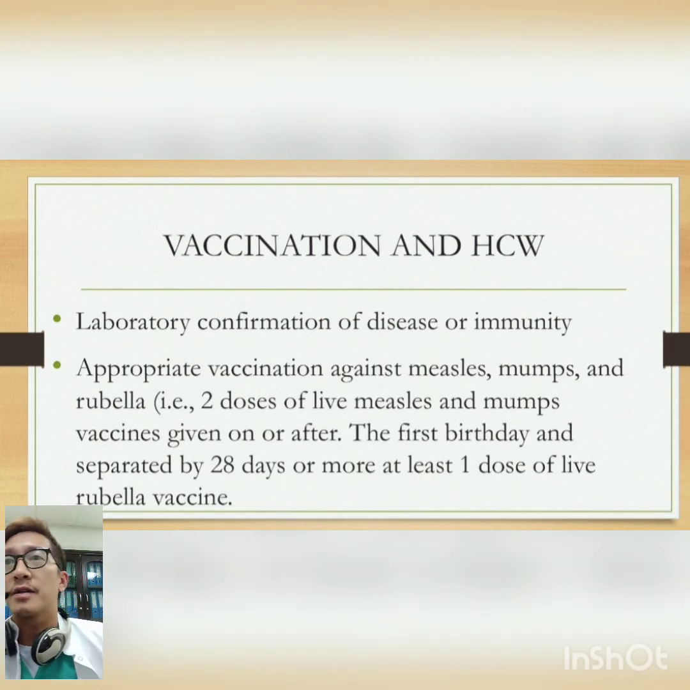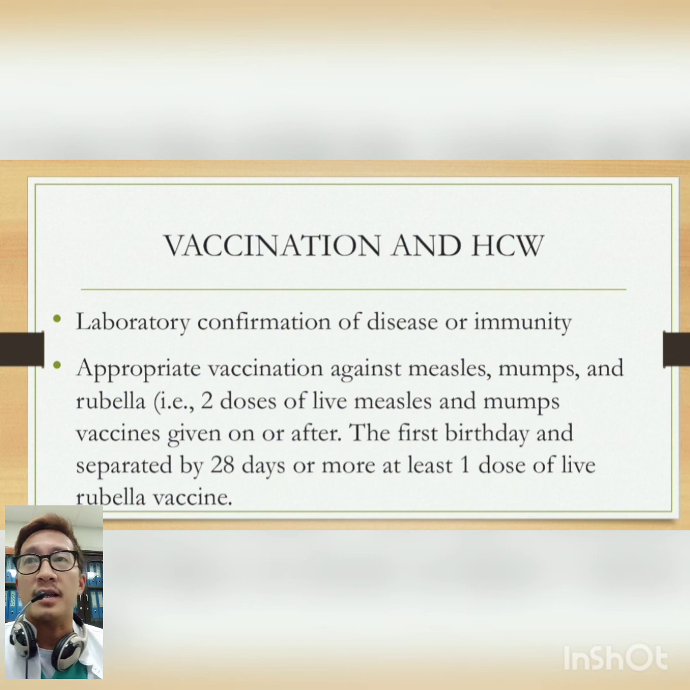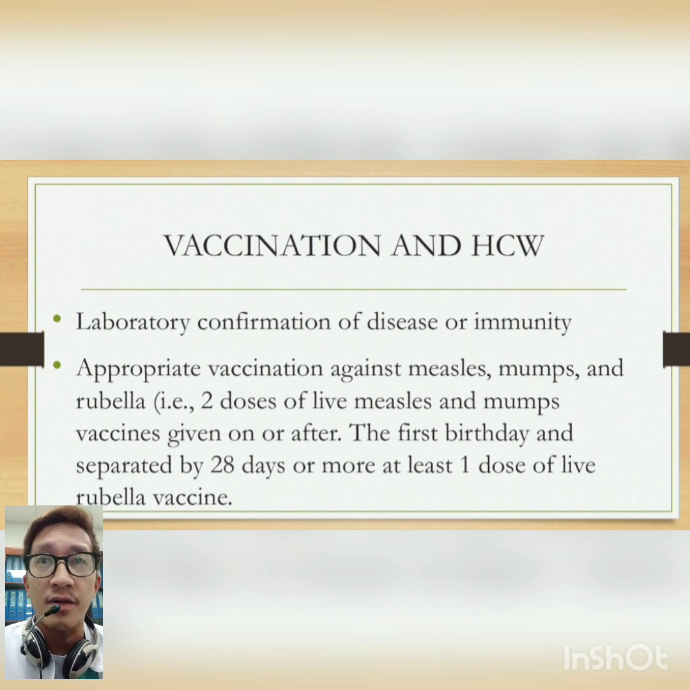Healthcare workers who work in medical facilities should be immune to measles, mumps, and rubella. Healthcare workers can be considered immune to measles, mumps, or rubella only if they have documentation of a laboratory confirmation of disease or immunity, or appropriate vaccination against measles, mumps, and rubella. For example, 2 doses of live measles and mumps vaccines given on or after the first birthday and separated by 28 days or more, and at least 1 dose of live rubella vaccine.